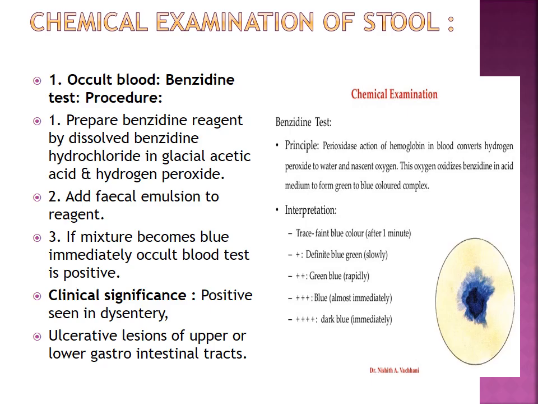Hello students, now we will see chemical examination of stool. So the first test is occult blood. Occult means blood which is not seen by eyes, that is hidden blood, and that we can confirm by the benzidine test. In that you have to take benzidine reagent and add glacial acetic acid, hydrogen peroxide, then add the stool sample and see for blue color. If it appears immediately, then it is positive, and that is occult blood seen in bleeding ulcerative conditions. In this picture you can see the filter paper with blue color, so that is a positive occult blood test.